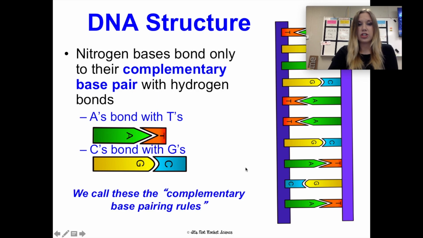So they always bond with each other, and we call these the complementary base pairing rules. So a cytosine, a C, is never going to bind with an A. A T is never going to bond with a G, and so on and so forth. They only bond with their complementary base pair per the complementary base pairing rules.